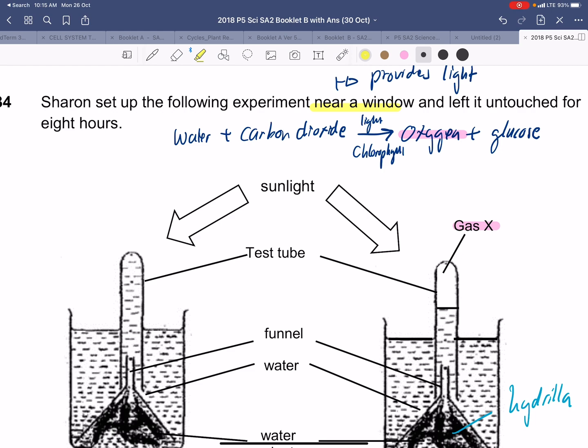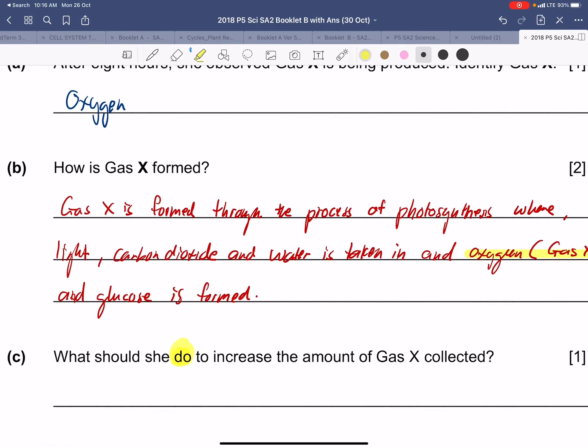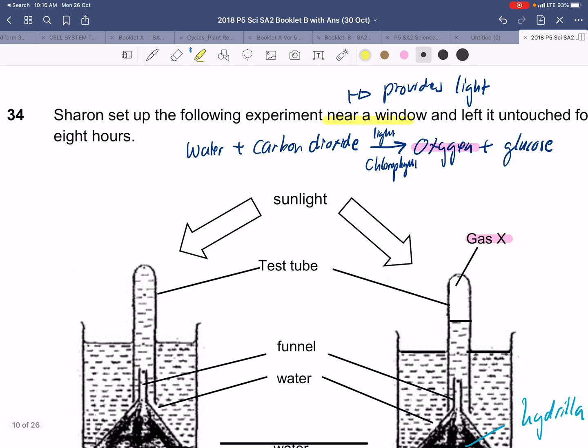So some of you would say, oh, she could increase the concentration of carbon dioxide. My question to you is how? How do you do it? Because she said what can she do, right? The word here is do. So you have to tell me a method and not just tell me what needs to increase. You tell me how to increase it. So there are a few ways to go about doing it. You have carbon dioxide, you have light. These are the two things that you can increase.